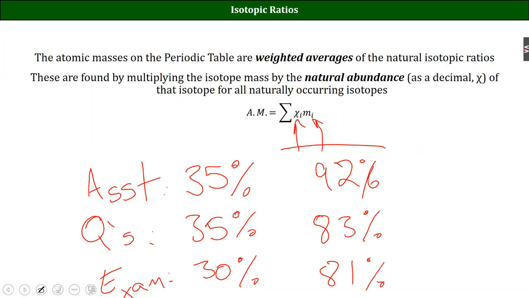Well, it's the weighted average of all three of these scores. You're going to take 35 as a decimal and multiply it by 92, 0.35 times 83, 0.3 times 81, and just add those numbers all up. The final grade, the weighted average, is just the sum of the weight times the value. So that's the exact same thing that we do for the atomic masses.